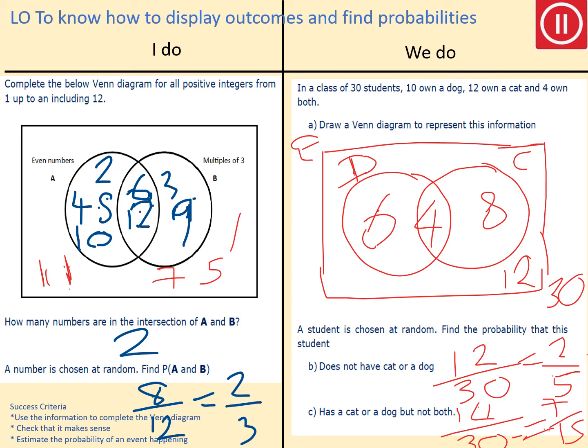Let's have a look at C. Has a cat or a dog, but not both. So it's a cat or a dog. So if we add up 6, the 4 and the 8, you've got 14. We've got 14 over 30. Again, it is divisible by 2. So if we divide both sides by 2, 14 divided by 2 is 7, and 30 divided by 2 is 15. Copy any of those examples down if you need to. Pause the video while you do that.